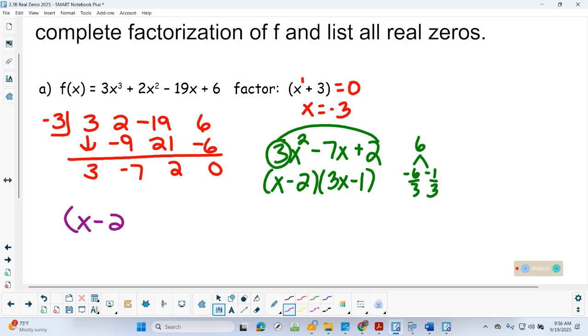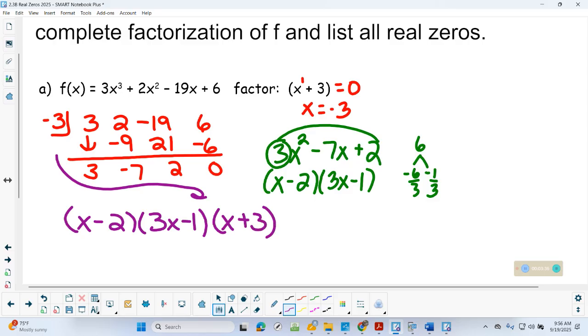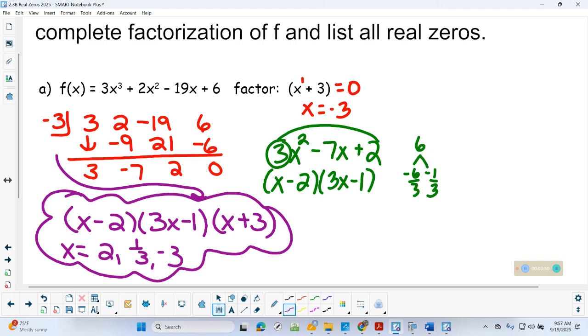I'm going to have my x minus 2, my 3x minus 1, third degree. Don't forget the original factor they gave you. Don't forget your -3. So there's my complete factorization. Now underneath, I'm just going to list all the zeros. So we would get 2, I would get 1/3, and of course we already knew the -3. So there's all the factors, all the zeros.